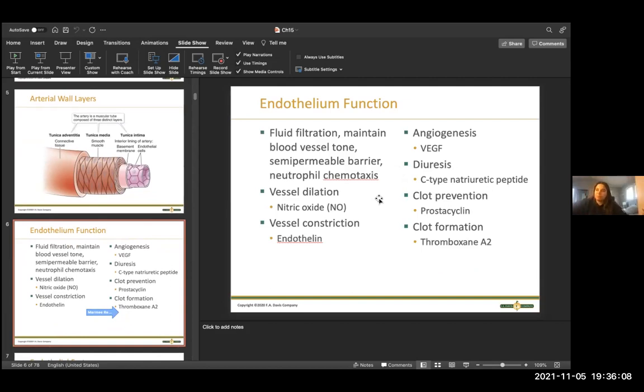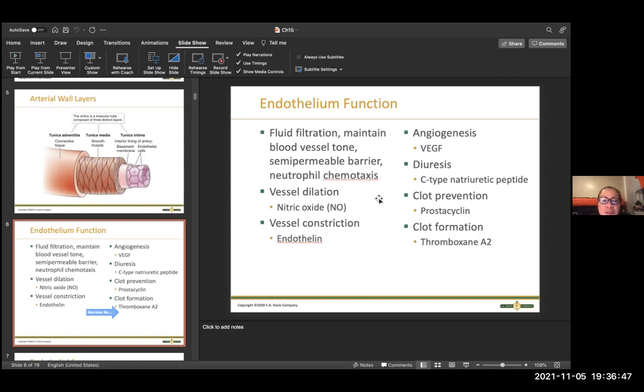Now, the endothelium function, where's the endothelium? The endothelium is the inner one, right? So there is fluid filtration, maintaining blood vessel tone, a semi-permeable barrier, and neutrophil chemotaxis. Remember, we defined chemotaxis before. Anything that you defined, you have to remember what they mean, because chemotaxis is like going to the site. Then vessel dilation, nitric oxide. Nitric oxide is responsible for the vessel dilation, and vessel constriction, the endothelin.